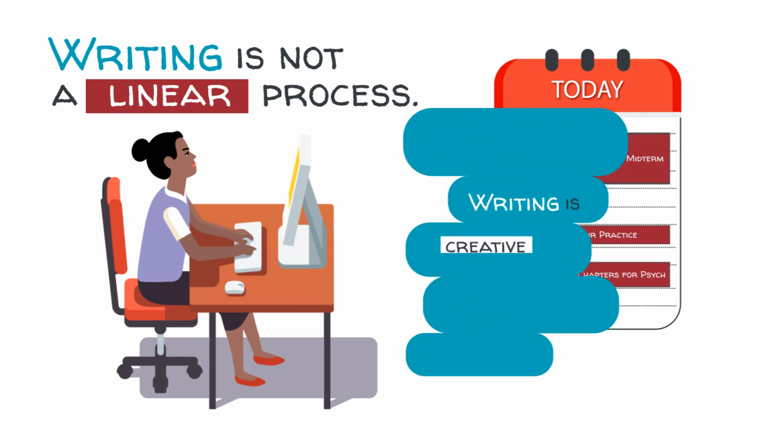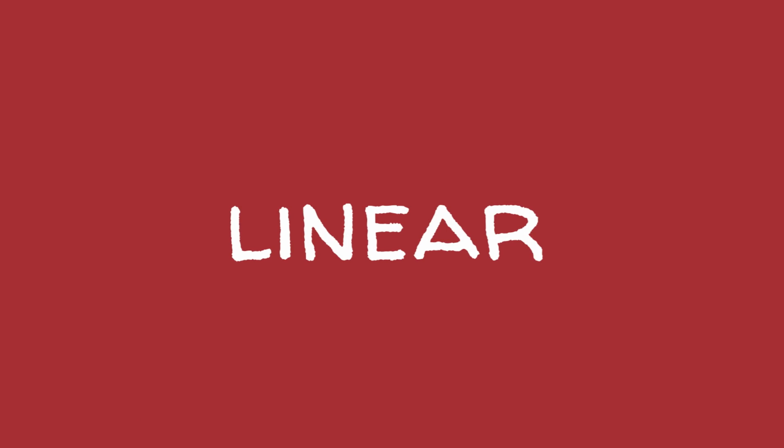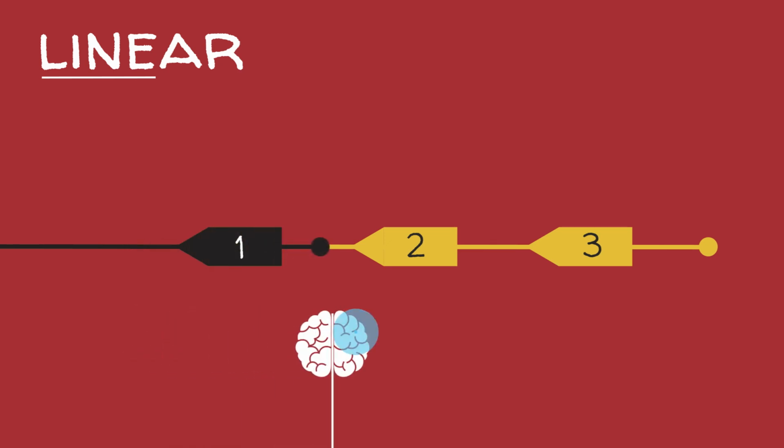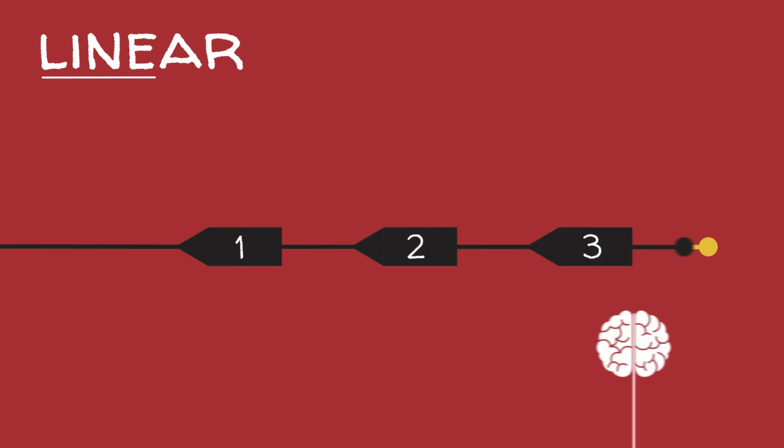Instead, writing is creative and recursive. The word linear comes from the root line, so unsurprisingly, linear processes flow neatly from one sequence of events to another. We start by focusing our efforts and concentration on step 1. We finish that and turn our attention to step 2, and so forth.